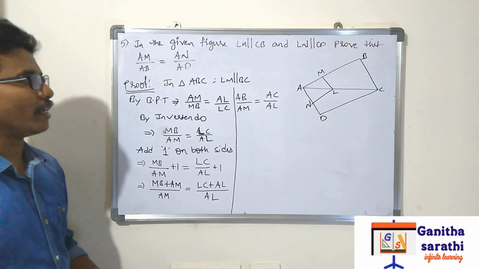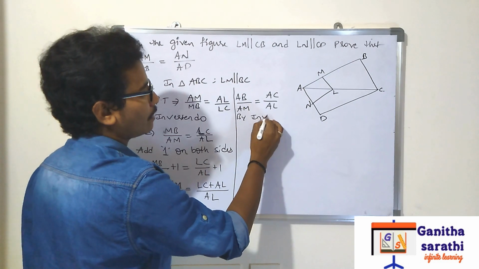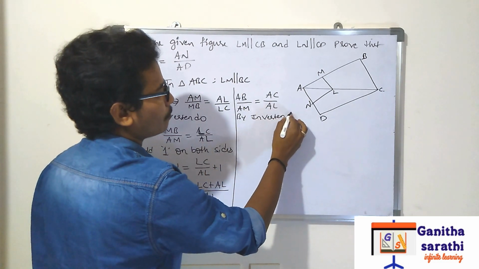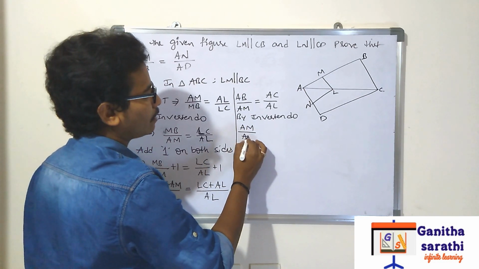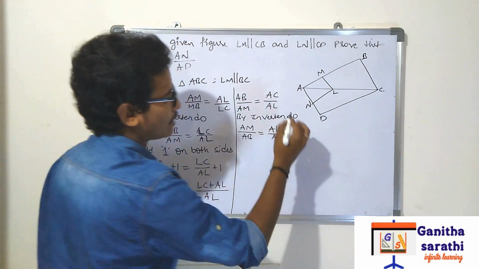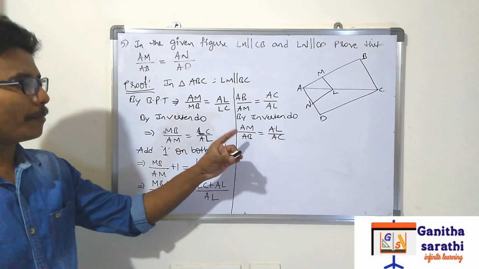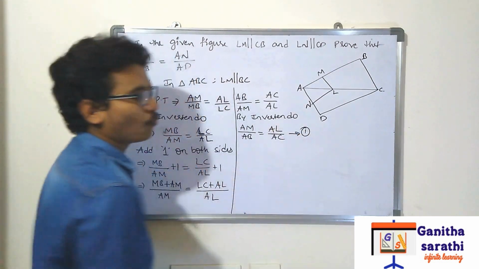AC by AL. Now again do invertendo. By invertendo, what will it become? AM by AB is equal to AL by AC. AM by AB is equal to AL by AC. This is equation number 1.